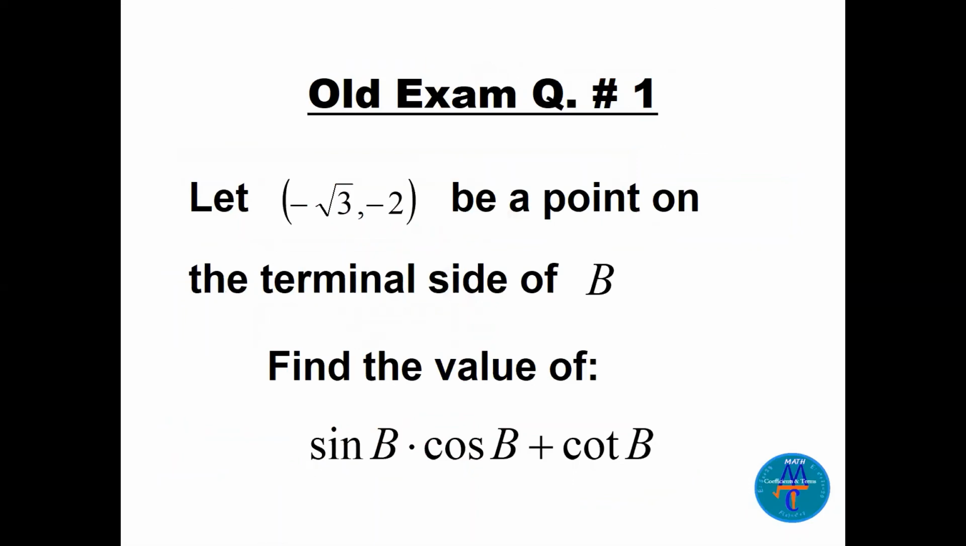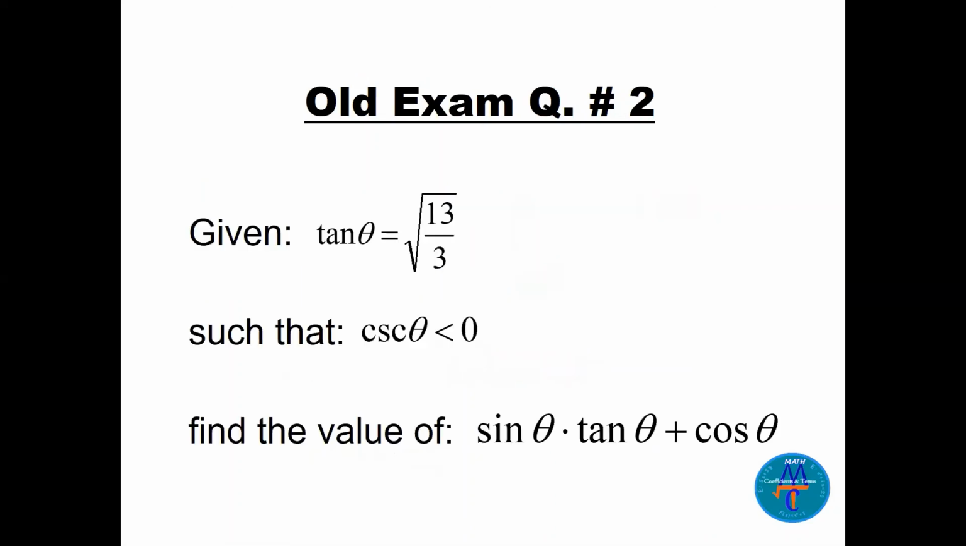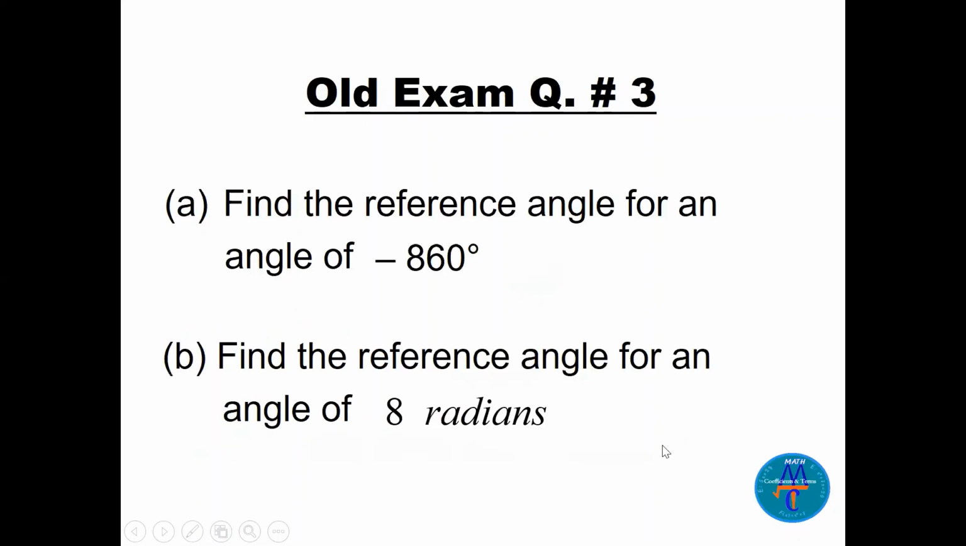Now, these are some questions. I will leave them for you to try. We have a point (minus square root of 3, minus 2) on the terminal side of angle B. Find the value of sine B times cosine B plus cotan B. So there are some questions here. Given tan theta is square root of 13 over 3, such that cosecant theta is less than 0. Find the value of sine theta times tan theta plus cosine theta.